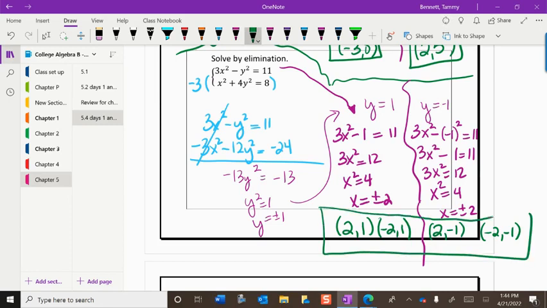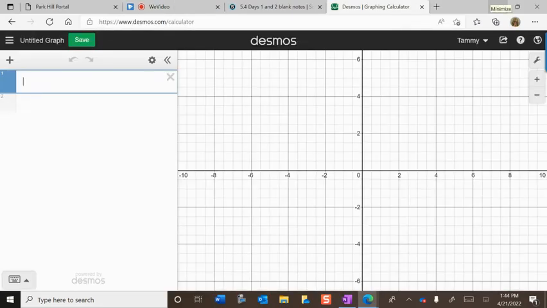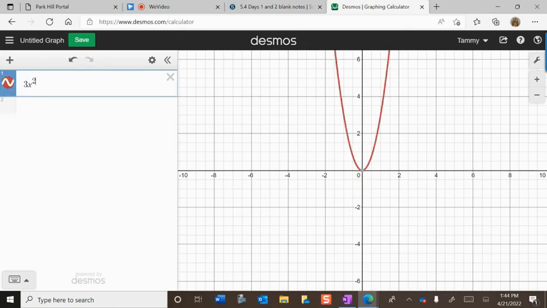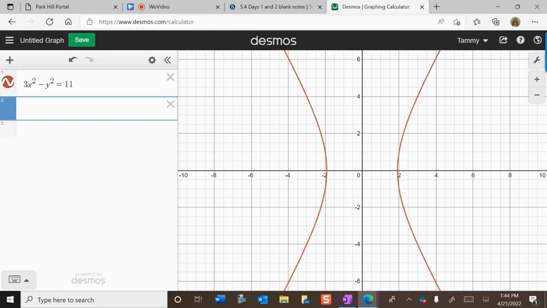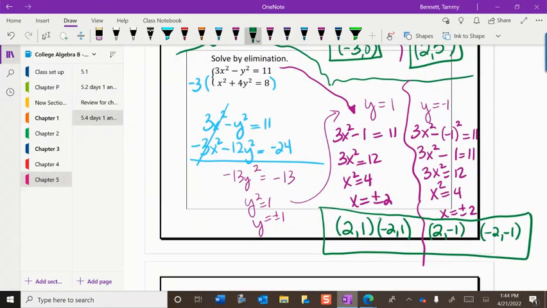So what does that mean graphically? Let's look at that. So go to Desmos. All right, so type in both of these equations. The first one is 3x squared minus y squared equals 11, which gives a hyperbola, and then x squared plus 4y squared equals 8. So if I click on these, I can see I have points at (2, -1), (2, 1), (-2, 1), and (-2, -1). So I have all 4 answers accounted for. All right, so go into the next one.